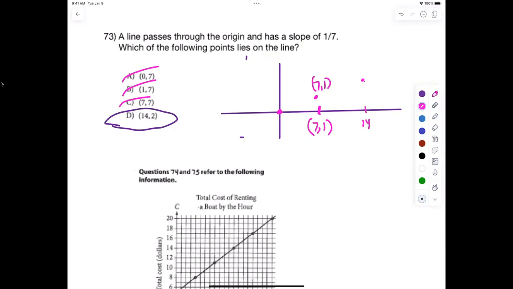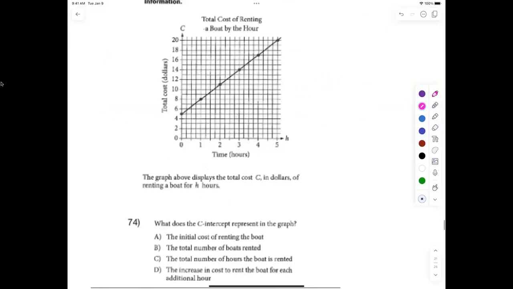But hopefully you would just say, man, those other ones don't make any sense, especially A, right? If you have a point at the origin, 0, 7 wouldn't be. Does everybody agree how silly that is? Right? Everyone missed that. Not everyone, but a lot of people missed that. All right. So let's check out 74.